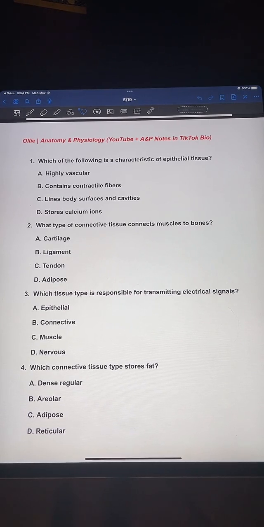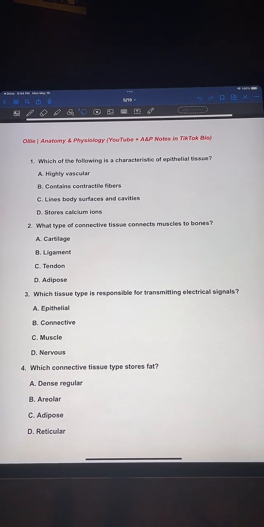We're going to do some A&P1. We're focused on tissues through the nervous system. So we have tissues, integumentary system, skeletal system, a muscular system, some joint questions. We're pretty ready to go.